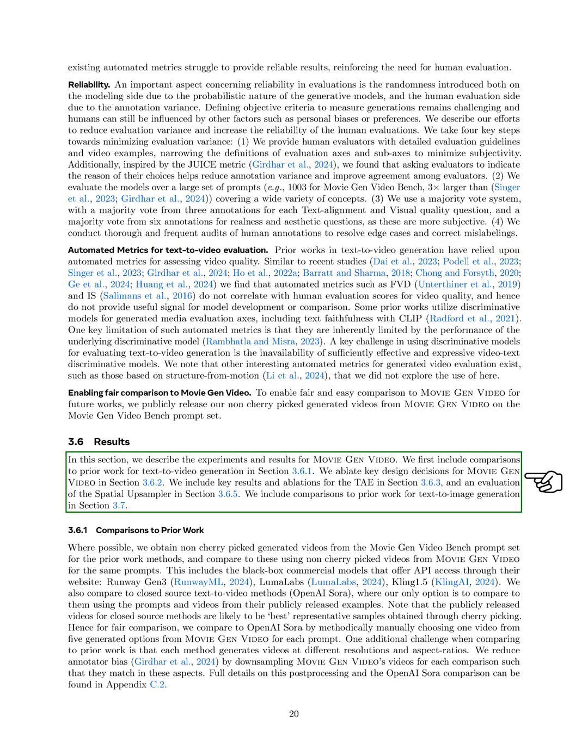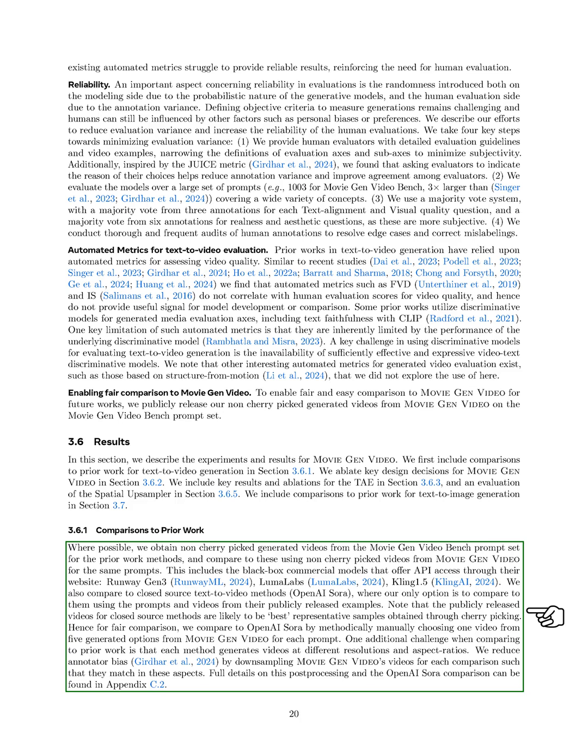Next, we discuss our experiments and results for Movie General Video. We compare our findings with previous text-to-video generation work and examine key design choices for Movie General Video. We also evaluate the TAE and the spatial upsampler. For comparisons, we use unselected videos from the Movie Gen Video Bench prompt set for prior methods and compare them with unselected videos from Movie General Video. This includes commercial models like Runway Gen 3 and Luma Labs, as well as closed-source methods like OpenAI Sora, where we rely on their publicly available examples.